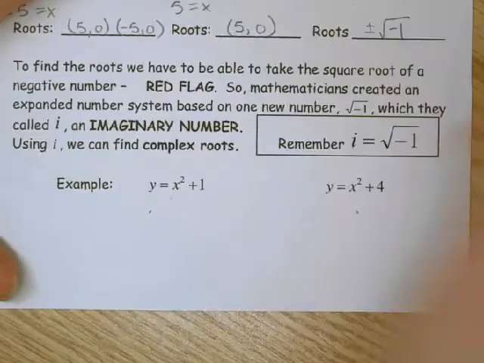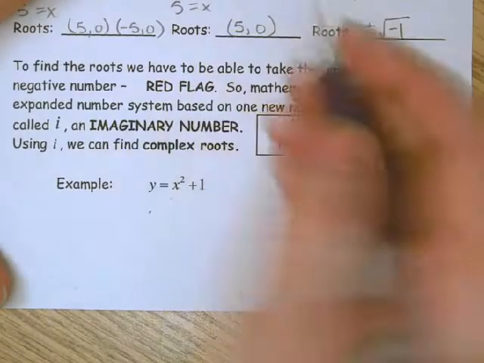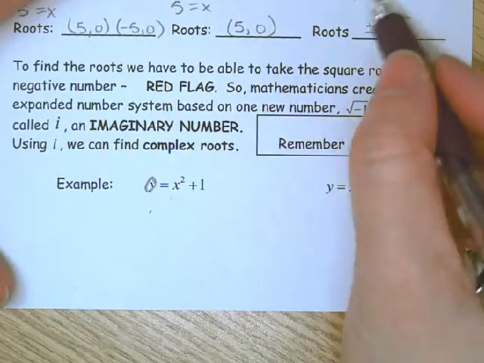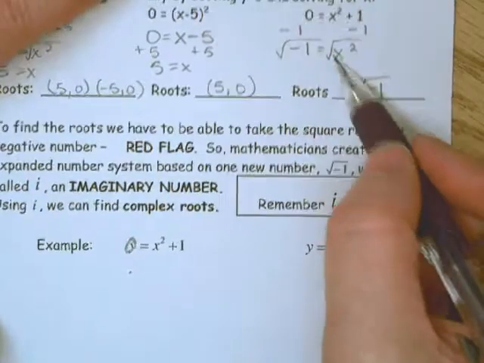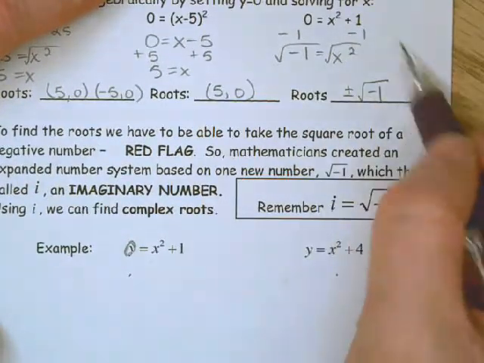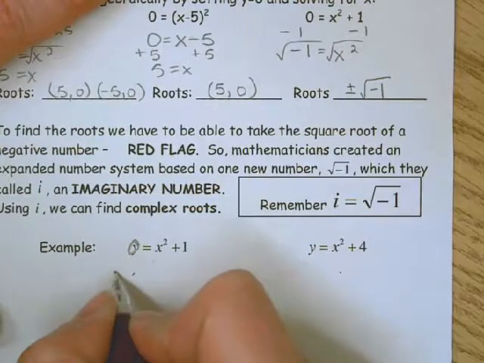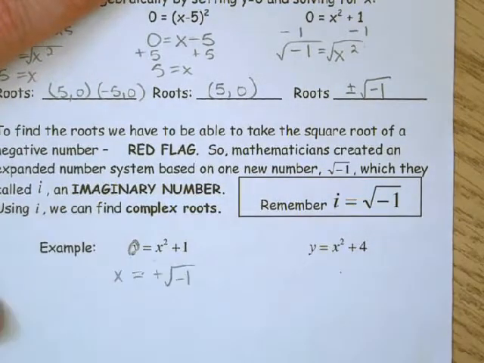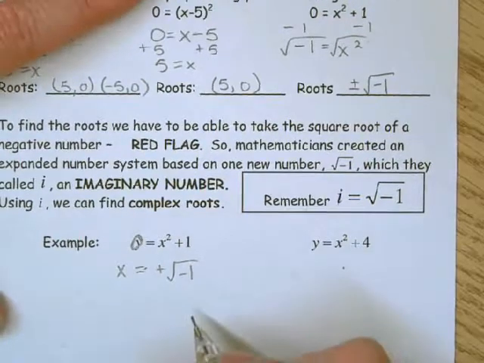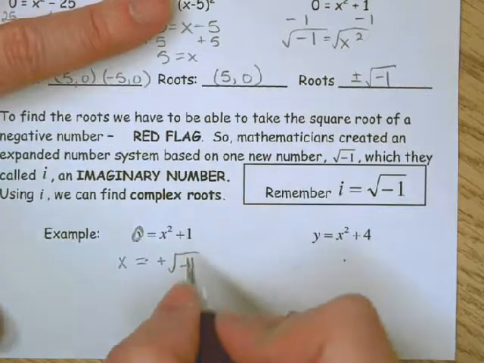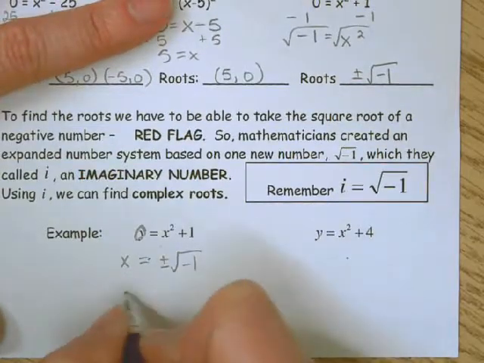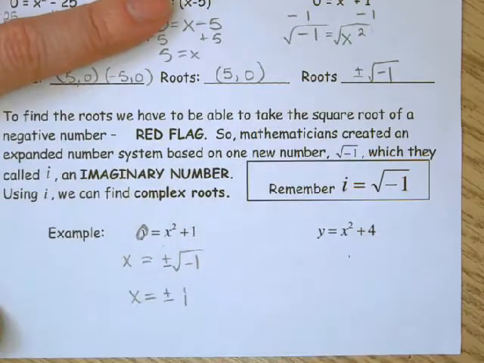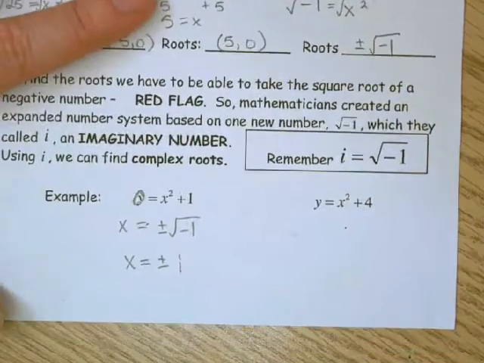So if I solve this, up here for my x-intercepts, I make that a 0, and then I'm going to solve it the same way that I did here. So what I'm left with is x equals plus or minus the square root of negative 1. Instead of writing the square root of negative 1, I'm going to write i. So x equals plus or minus i, and leave it at that.